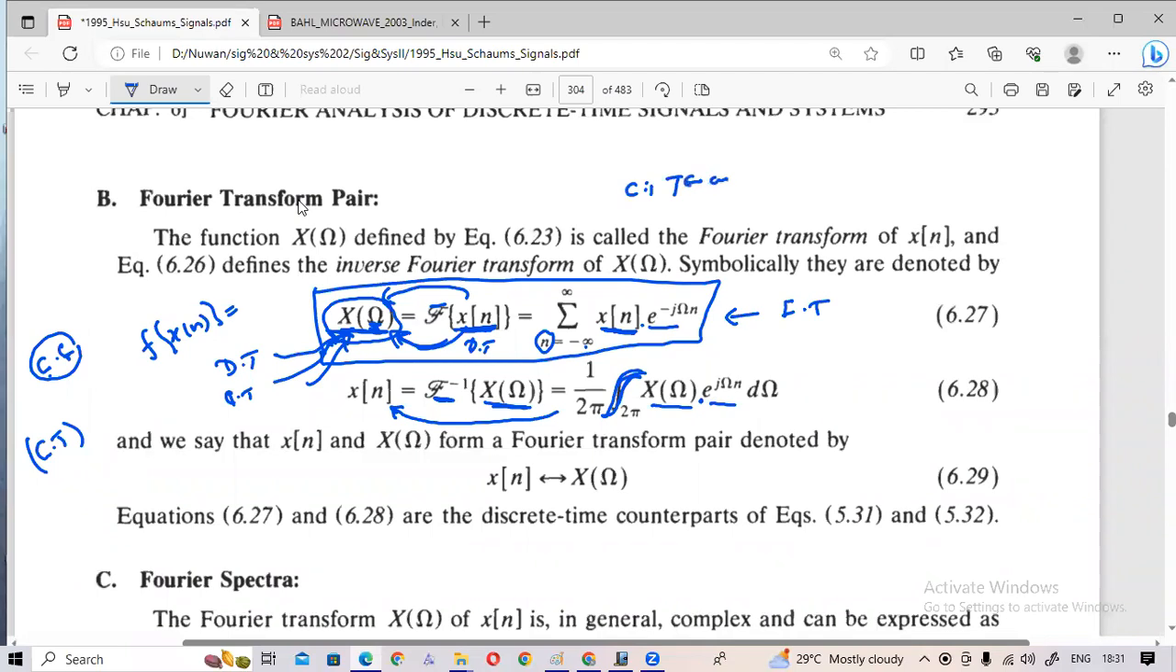Actually here it is not time. The independent variable is frequency, okay? So it should be referred to as a continuous frequency signal. Okay, but normally we are not using this continuous frequency domain.